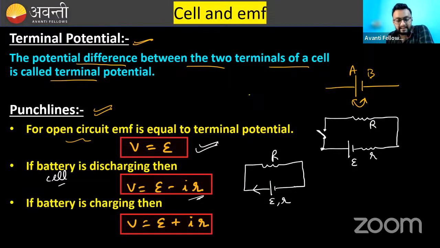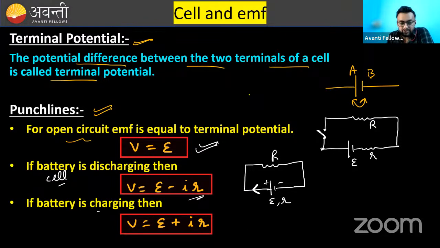And what is the identification of discharging? When current is coming out from the positive terminal. Are you able to see? When current is coming out of the positive terminal, this is known as discharging of the cell.